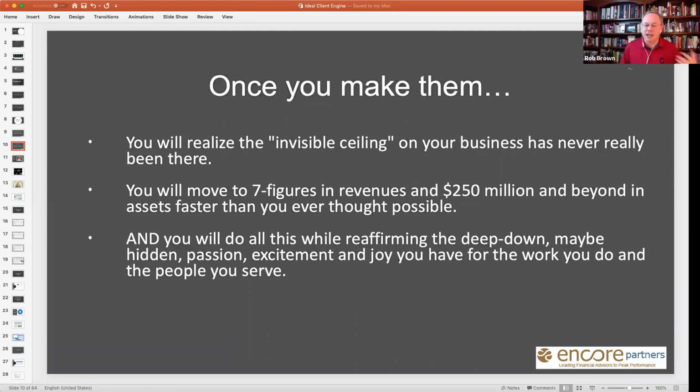There's no ceiling at all. And you will move to 7 figures in revenues, to $250 million and beyond in AUM faster than you thought possible. And you will do this while reaffirming the deep down, maybe even hidden, passion and excitement and joy that you have for the work that you do and the people that you serve. You see, when you make the shifts, you make your marketing easier, you make your business more enjoyable.